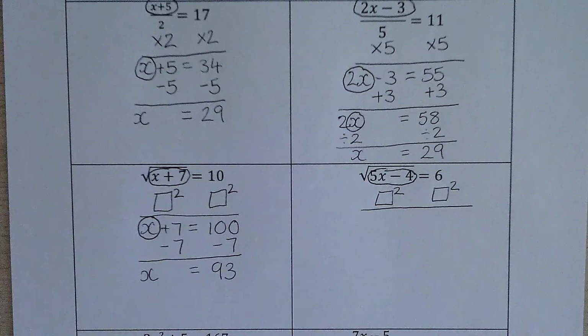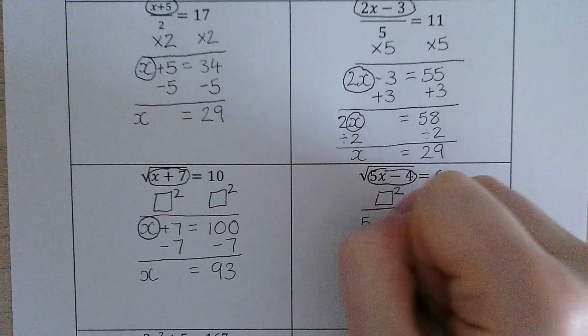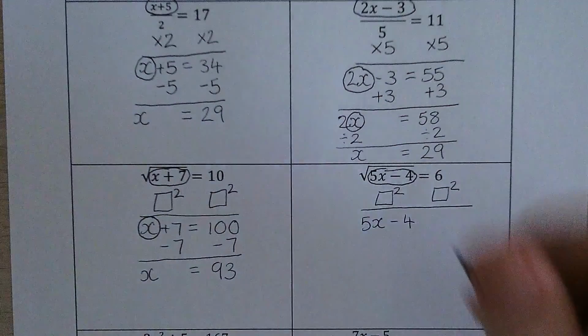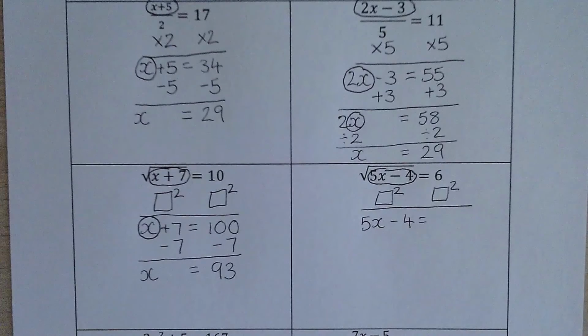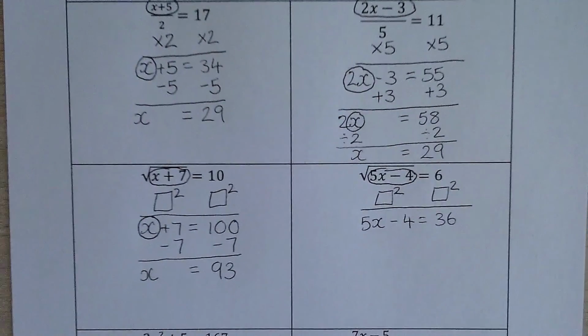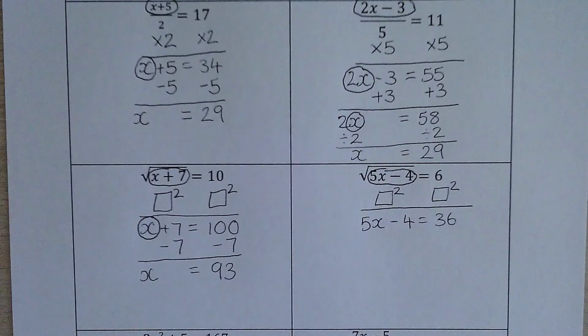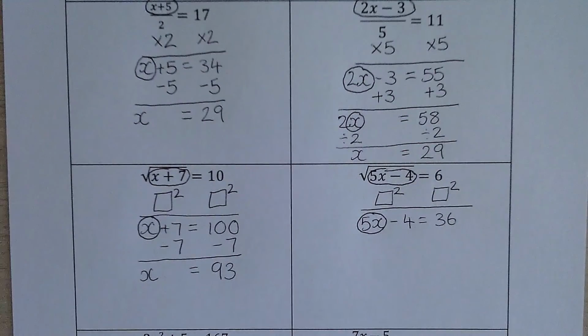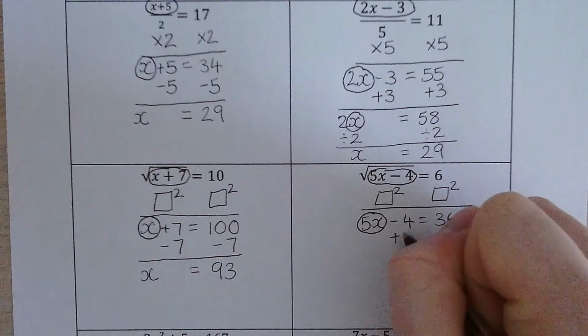The square root and the square will cancel, leaving us with 5x minus 4. The equal sign drops down, and 6 squared is 36. Now I need to isolate the term that contains x, and that's 5x. So we need to get rid of minus 4. The opposite operation of minus 4 is adding 4.